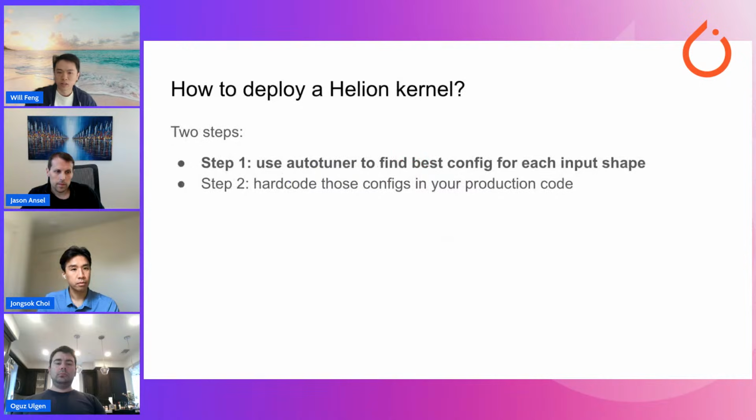So now let's get into how to deploy a Helion kernel. In general, once I have a Helion kernel and I know the logic is correct, there are two steps I should be doing to deploy it. One is to use the Autotuner to find the best config for each input shape that I care about. The second step is to hardcode those configs in my production code. So let's get into step one first.